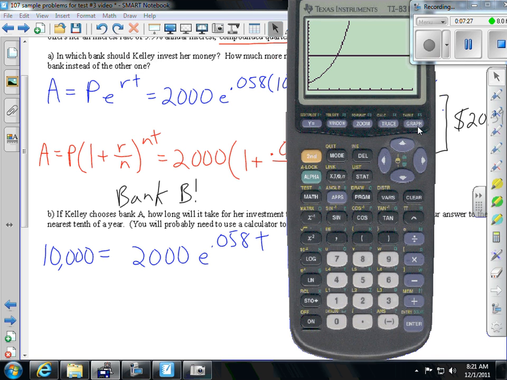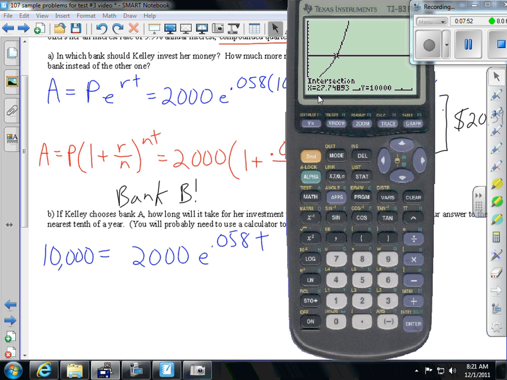So to intersect, we've done this before. We do second calc. And number 5 is intersect. It says first curve, you just hit enter. It says second curve, you hit enter. It says guess, you hit enter. It's giving you two numbers. The Y value is the amount of money in the account. At this particular moment in time, it will be $10,000. The X value is really t.